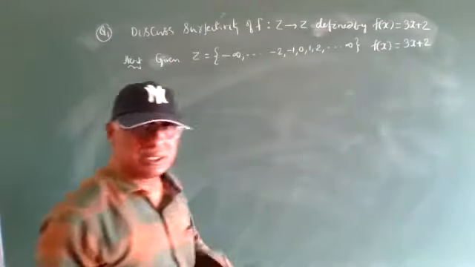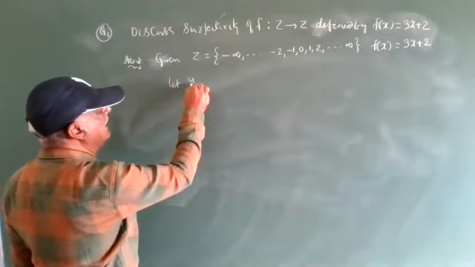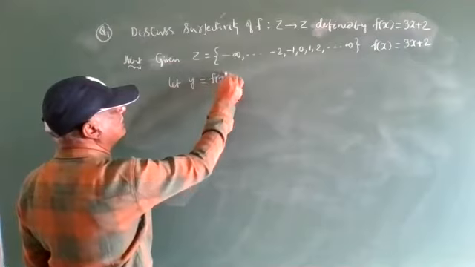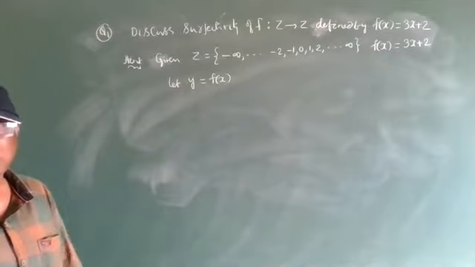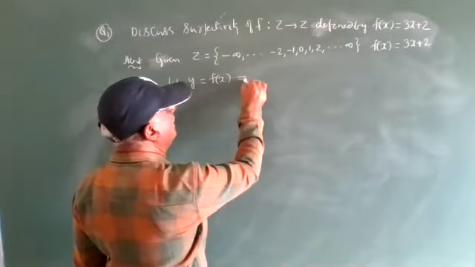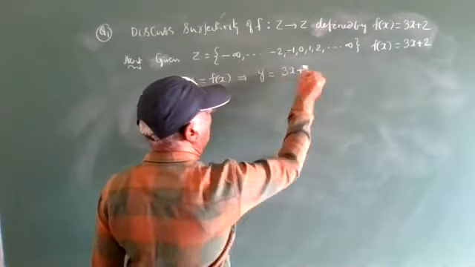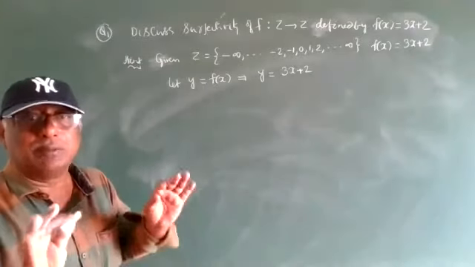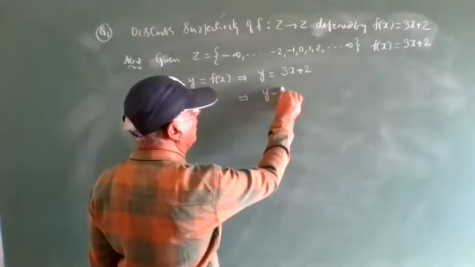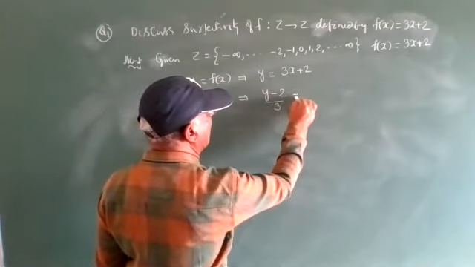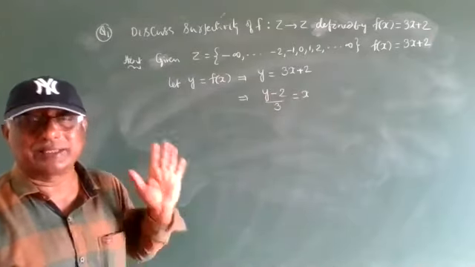What is the procedure, sir? For this, immediately take y is equal to f of x. Let y is equal to f of x. What is the f of x value? Write down: y is equal to 3x plus 2. Immediately find out the x value. What is the x value? x is equal to y minus 2 by 3.